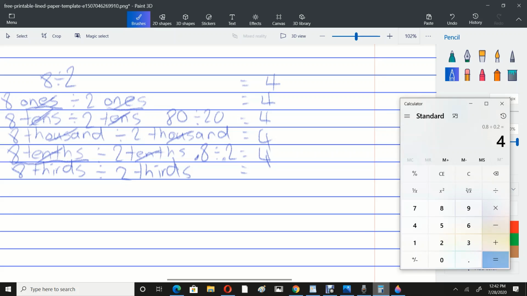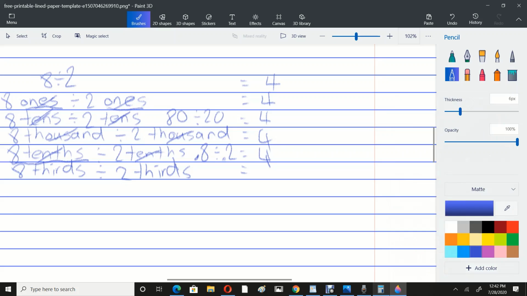8 tenths divided by 2 tenths. Oh, what? Oh, well, look at that. It sure happens to be 4. It's not 4 tenths. It's just 4. The tenths, since the units are similar, they are factored out when we divide.